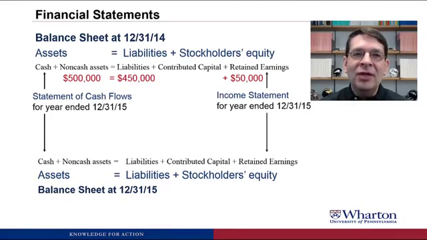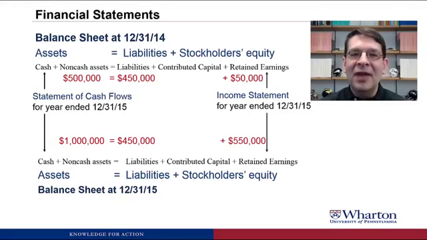Now let's say that during the year, the value of your house increases to $1 million. Now you can't actually do this in practice, but for the sake of the example, let's assume you could write up the value of the house from $500,000 to $1 million at the end of the year. So your balance sheet at the end of the year would have a $1 million asset, the house, $450,000 of liabilities because the mortgage doesn't change, but your equity would go up from $50,000 to $550,000.